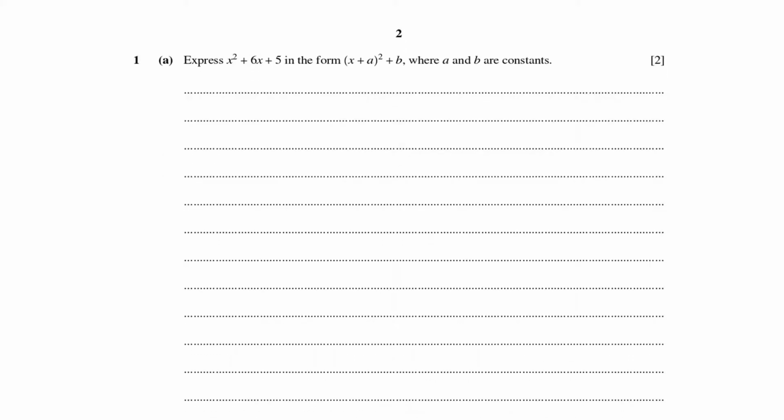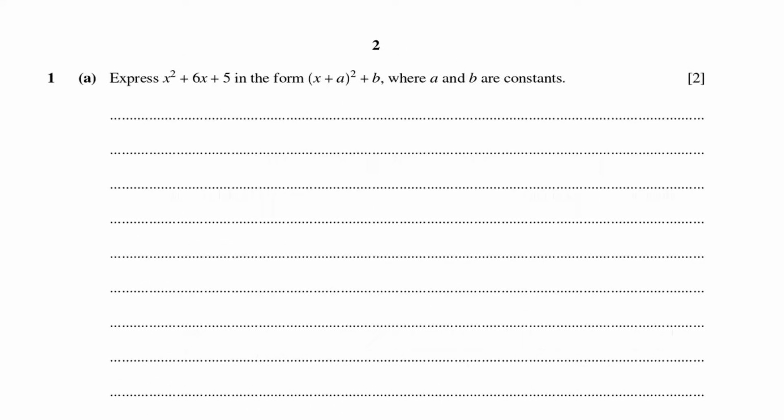On question number 1, part A, express x squared plus 6x plus 5 in the form (x plus a) squared plus b, where a and b are constants. So here, all they want you to do is to perform completing the square.